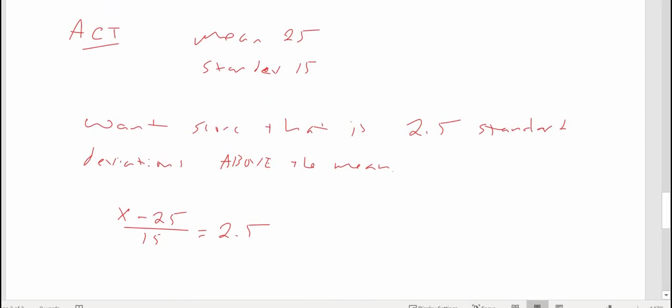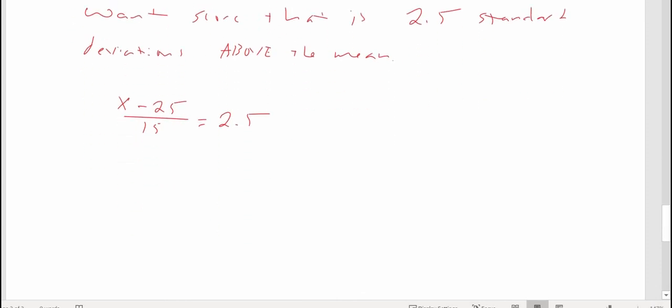We'll multiply both sides by the 15. So let's see, 2.5 times 15 would be 37.5. Then we'll add the 25 to both sides. So x is going to be 62.5. So in order to be 2.5 standard deviations above the mean, they'd have to score 62.5. Now, if you took the ACT, you know that's not possible. But let me remind you, I'm making up numbers, because I think the top score is 36, right? I'm just making stuff up to show you how to work the problems.